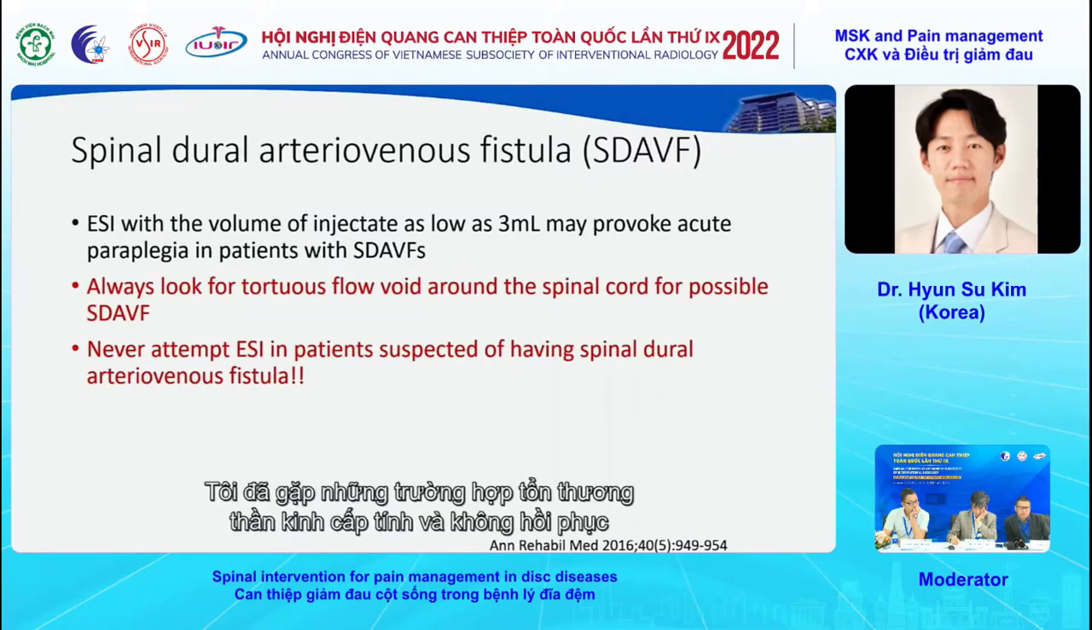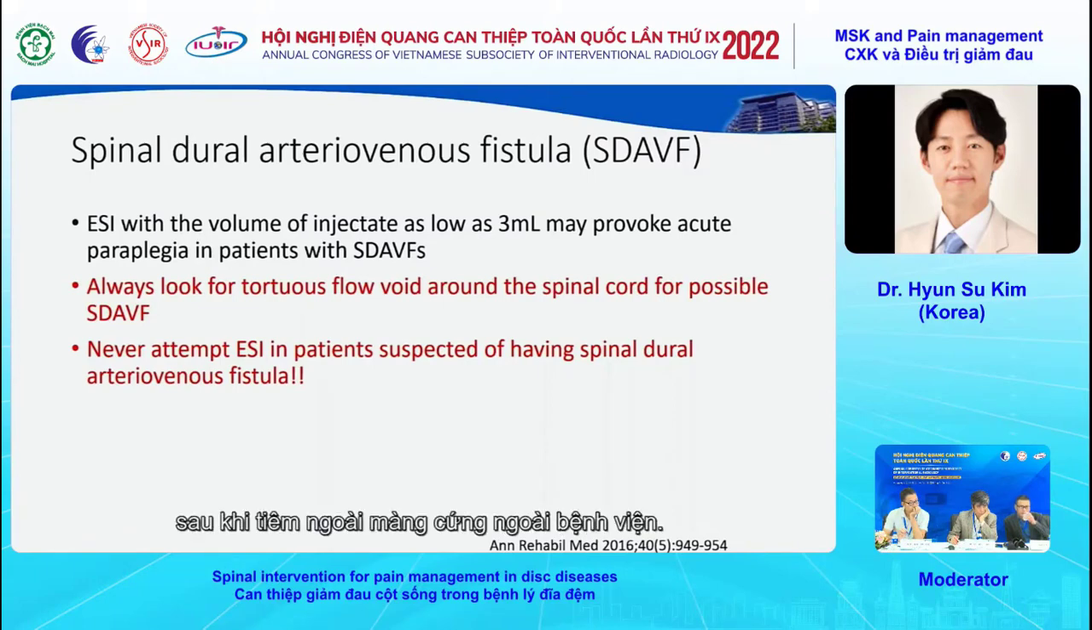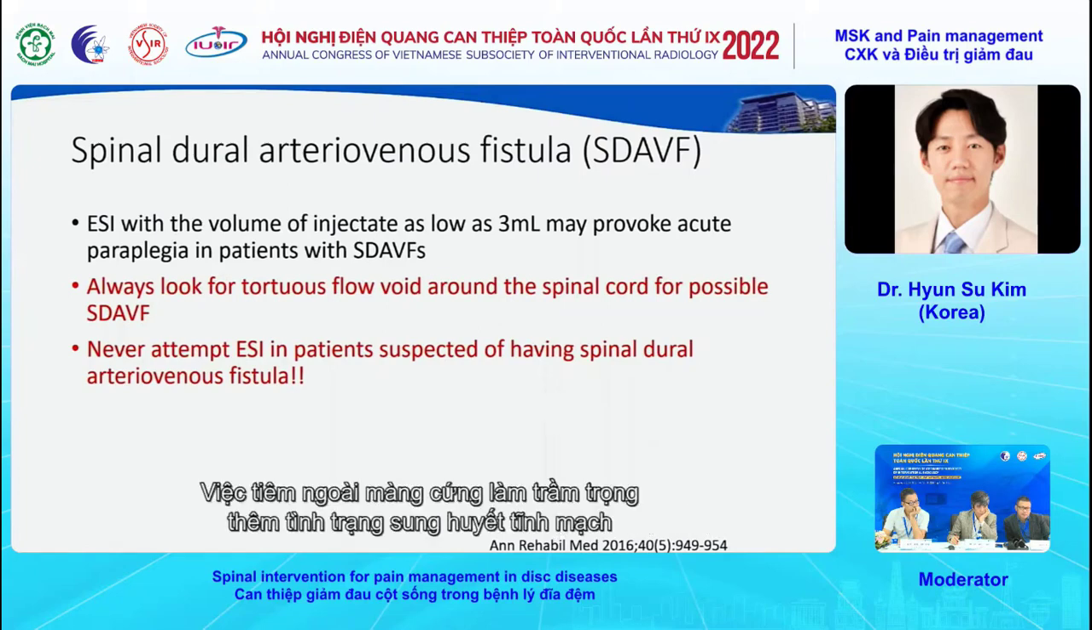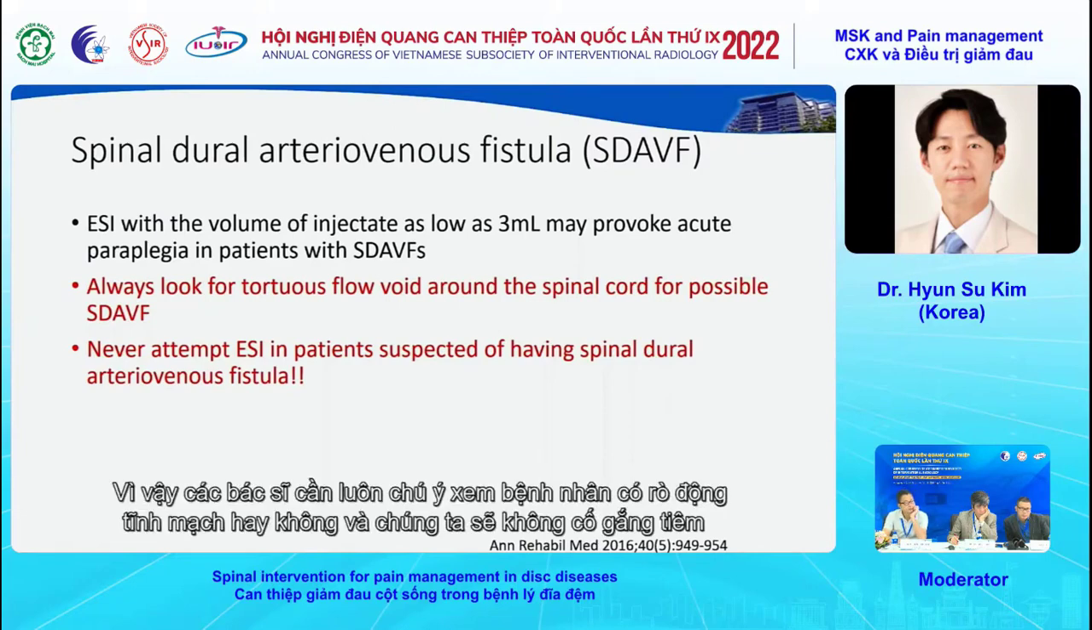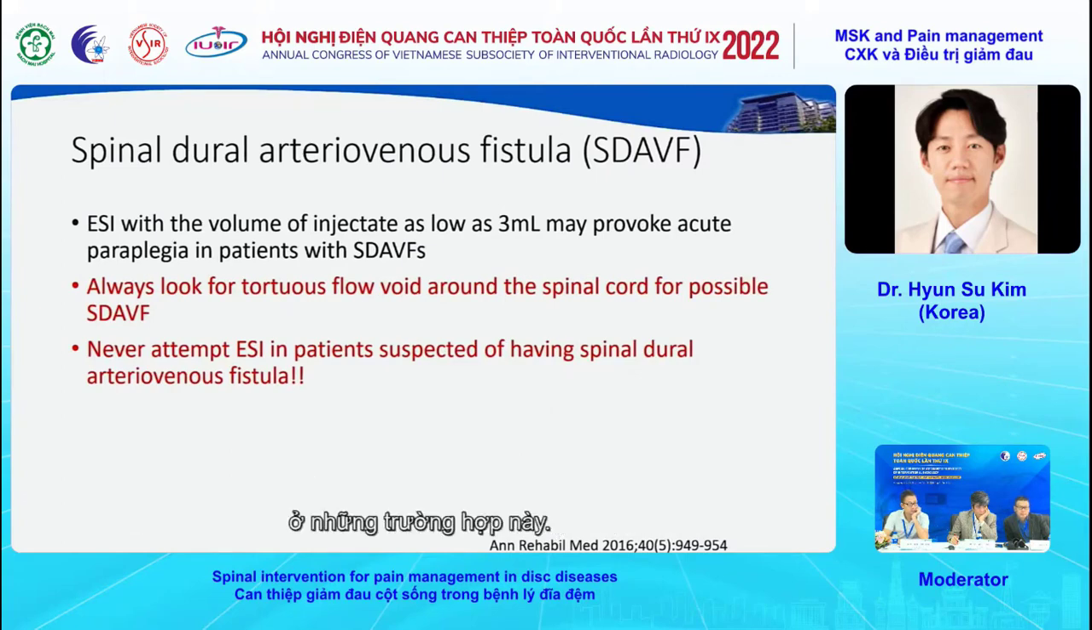I've encountered a number of patients who developed acute and irreversible neurologic deficits right after receiving epidural steroid injection at an outside hospital, and they were found to have spinal dural AV fistula. These detrimental events have been attributed to aggravated venous congestion of the spinal cord by increased epidural pressure. Thus, we should always look for possible presence of spinal dural AV fistula and never attempt epidural steroid injection in these patients.